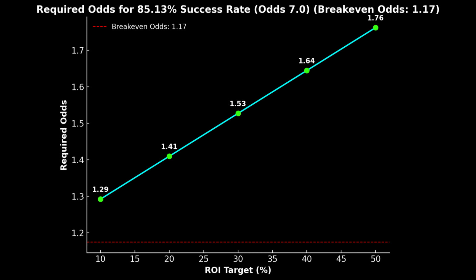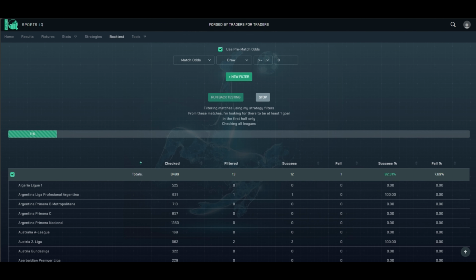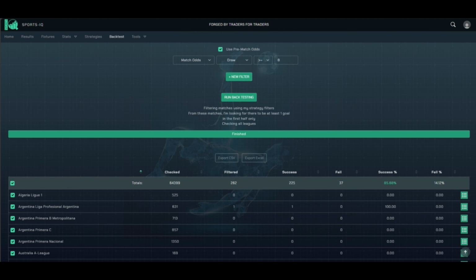our break-even point low. So finally, we tested games where the draw odds were 8.0 and above before kickoff. With 262 games fitting the filters, the success rate rose to 85.88%, our highest strike rate yet. This confirms that higher draw odds correlate strongly with a higher probability of first half goals. Exactly what we're aiming for in the halftime hustle.